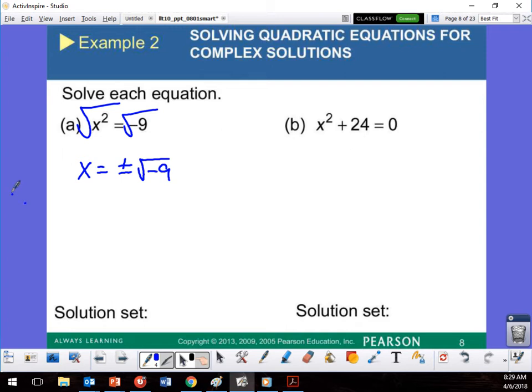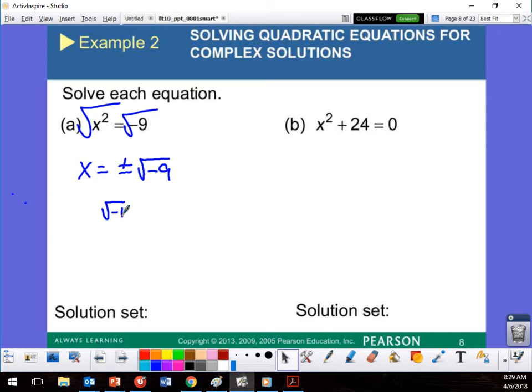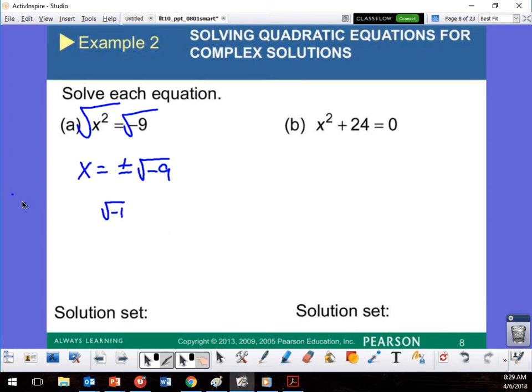So on here, let's see. So now this is going to factor, isn't it? So it's going to break down to the square root of -1 times square root of 9, right? So I'm going to leave it as square root of 9, because there's my perfect square. So this one comes out to be, so x equals, so now let's deal with the plus or minus. So plus or minus 3i.